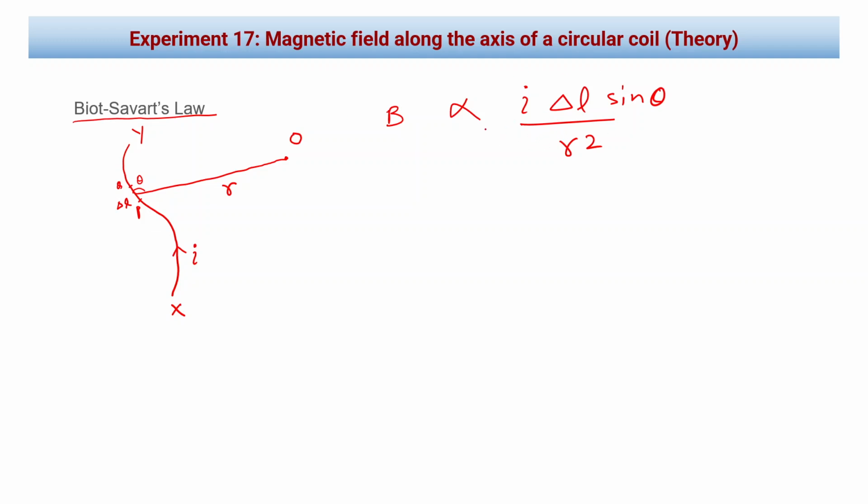When we replace this proportionality sign, we put a proportionality constant here. The proportionality constant is actually mu naught over 4 pi, whose value is 10 to the power minus 7. So this will become I delta L sine theta over r squared. This is Biot-Savart law.